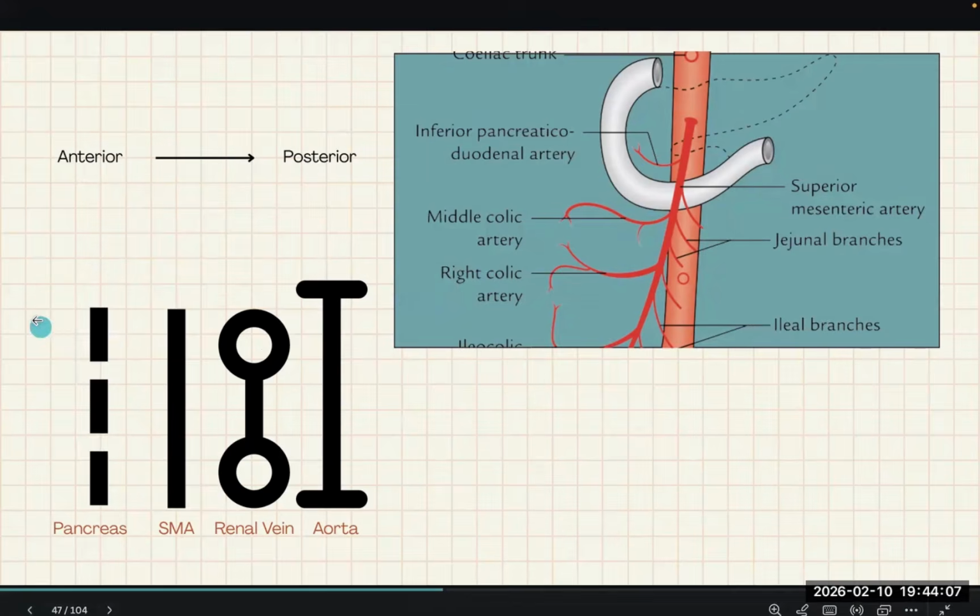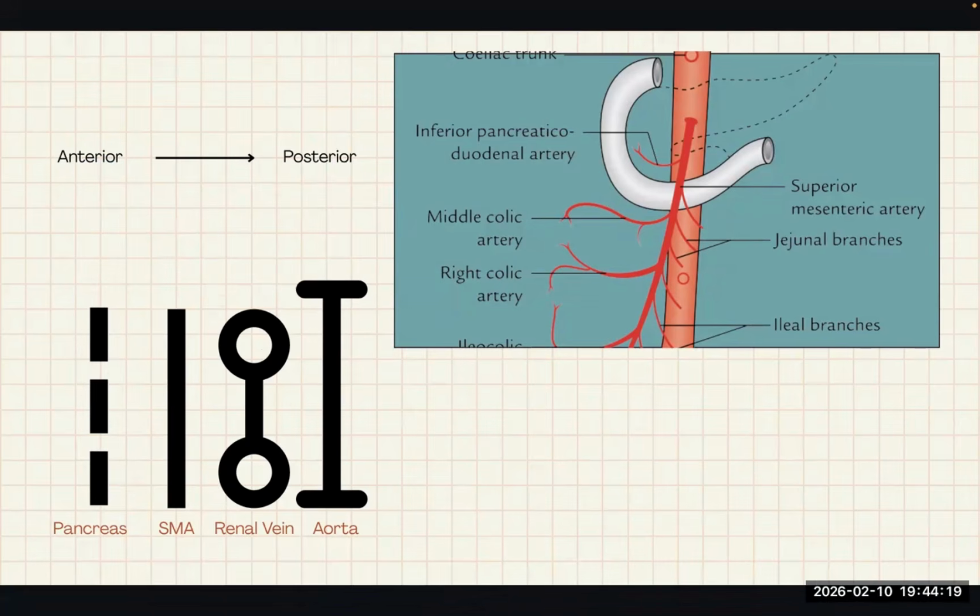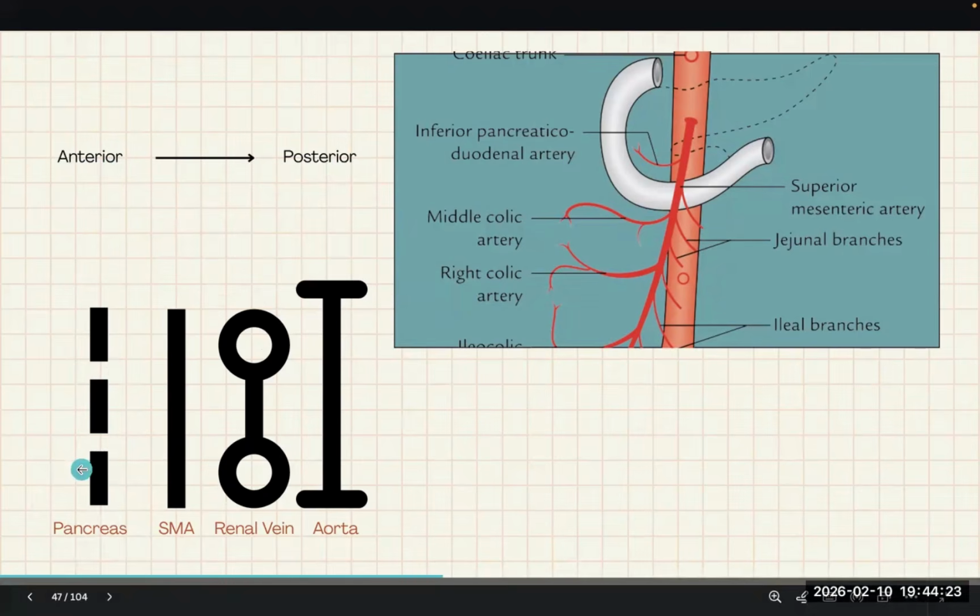Okay? So this goes from anterior to posterior. Most posterior, most anterior. Okay? So let's say you have pancreatic enlargement. Can you have a pancreatic enlargement? Anyways, let's say you do have a pancreatic enlargement. Which artery is going to be damaged? The SMA. Okay, it's going to be crushed in the back.